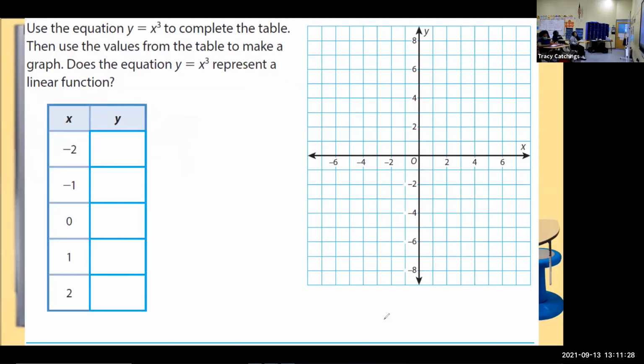All right, this one said use the equation y equals x cubed to complete the table. X cubed. What does that cube mean? Multiply 3 times. -2 times -2 times -2 is -8. And it's still negative because it was 3 of them. -1 times -1 times -1. If you need to write it out so you can see it to help you with those negatives, please do so. I'd rather you do that and get it right than not do it and get it wrong. 0 times 0 times 0 is 0.